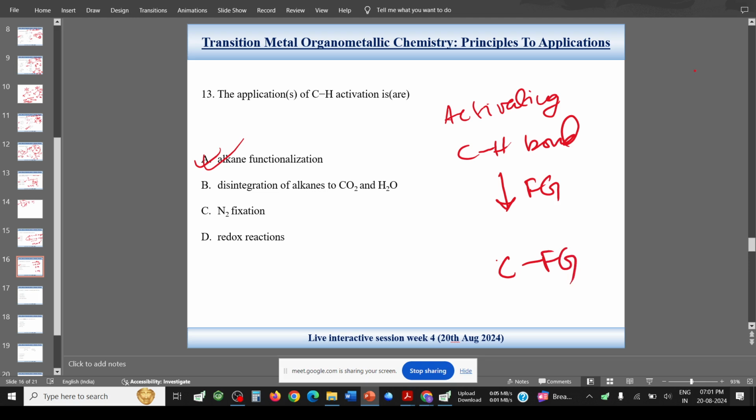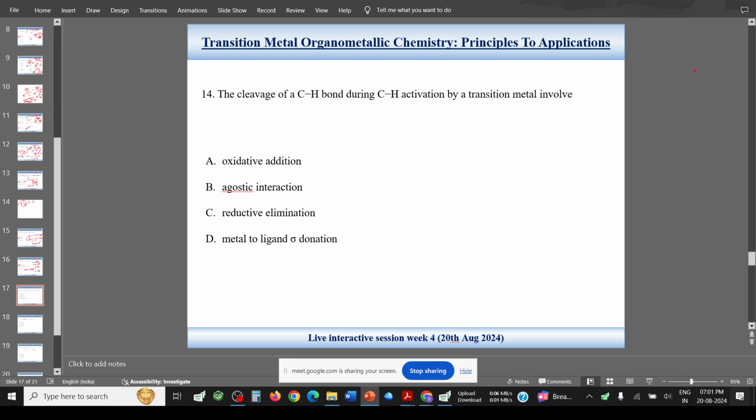That is, we are doing the functionalization at the carbon center, like CH4, where we convert one of the hydrogens to CH3OH. We are doing the functionalization over the CH bond. So we are doing the alkane functionalization. Next question is: the cleavage of the CH bond during CH activation by a transition metal involves.